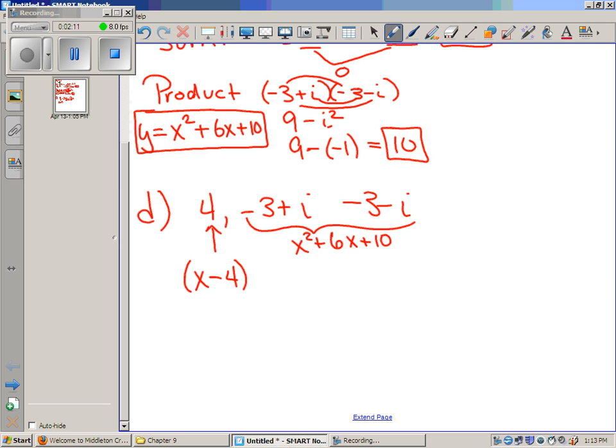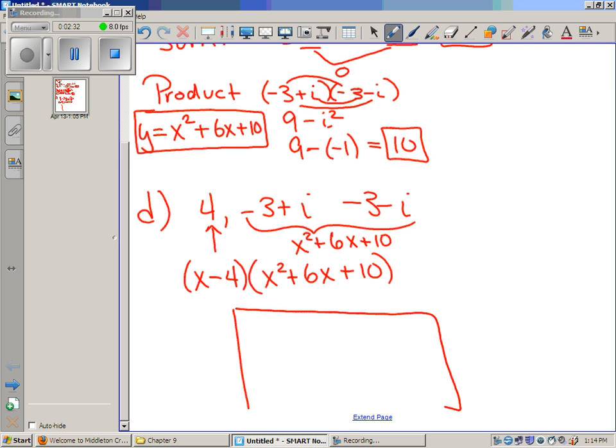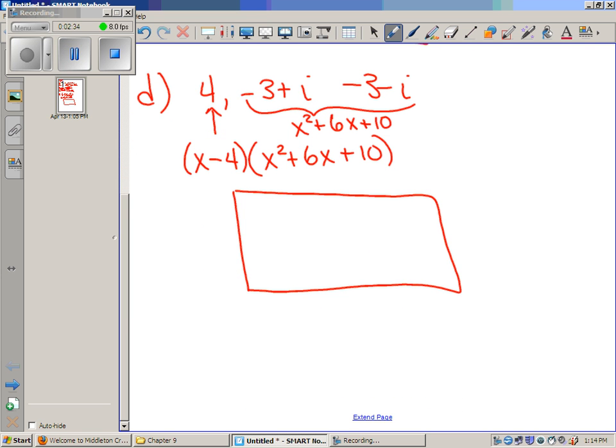So if I know that the factor is x minus 4, and I know the factor for negative 3 plus i and negative 3 minus i is x squared plus 6x plus 10, I can just multiply these two things together, and you can use whatever method you're comfortable with there. Doesn't matter to me. Most of you are comfortable with the area model, and so I'll do it that way.